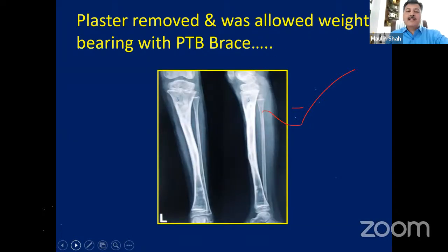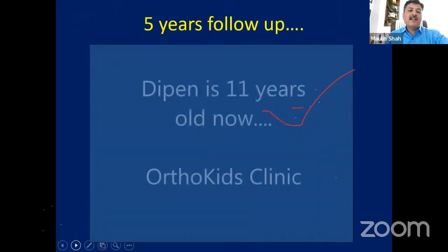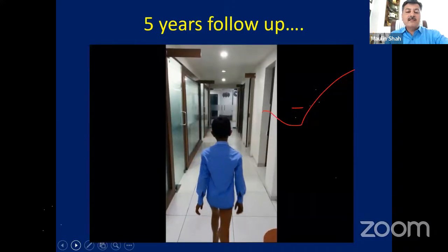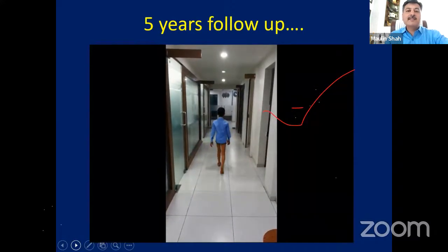And after plaster removal, the child was allowed to bear weight with PTB brace, first time after 1.5 years. And this is the 5 years follow-up of that boy. He's 11 years old now and he's walking like this.